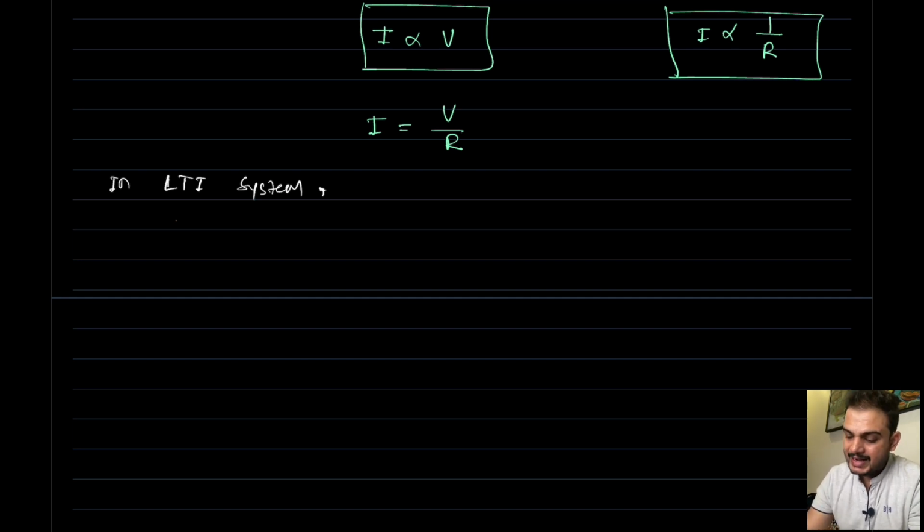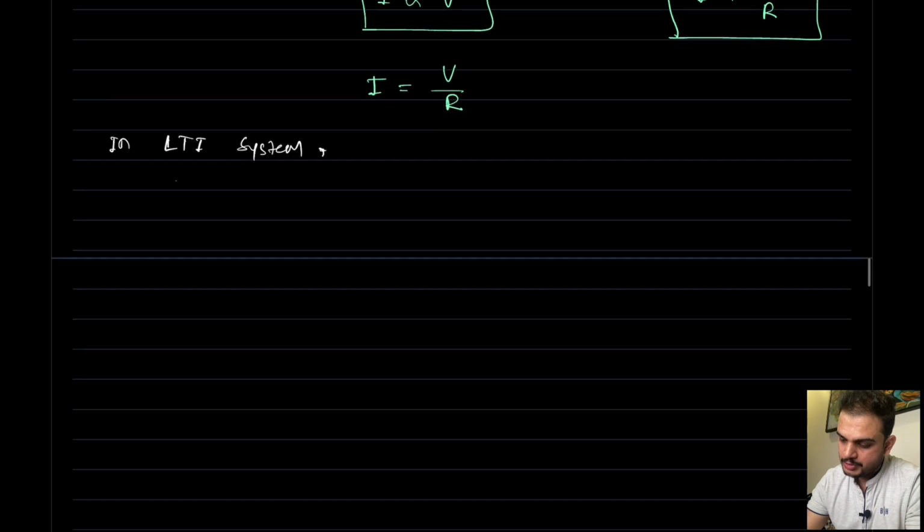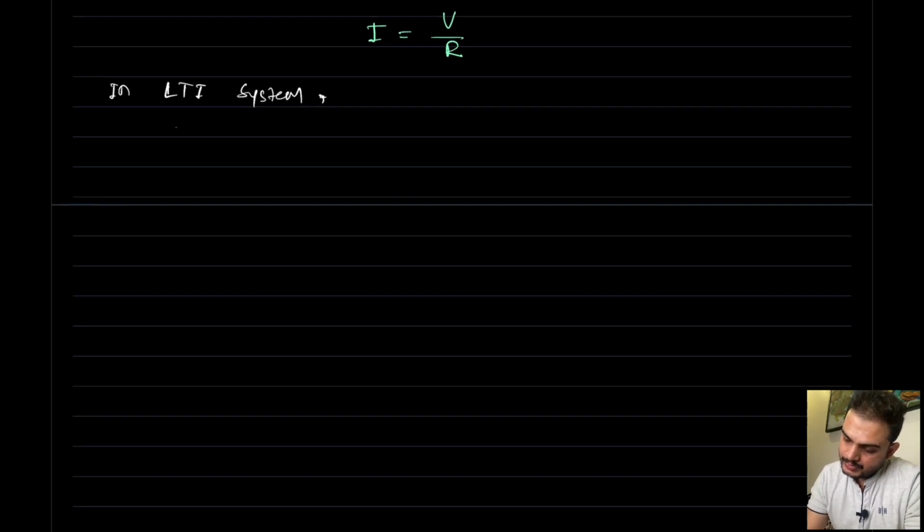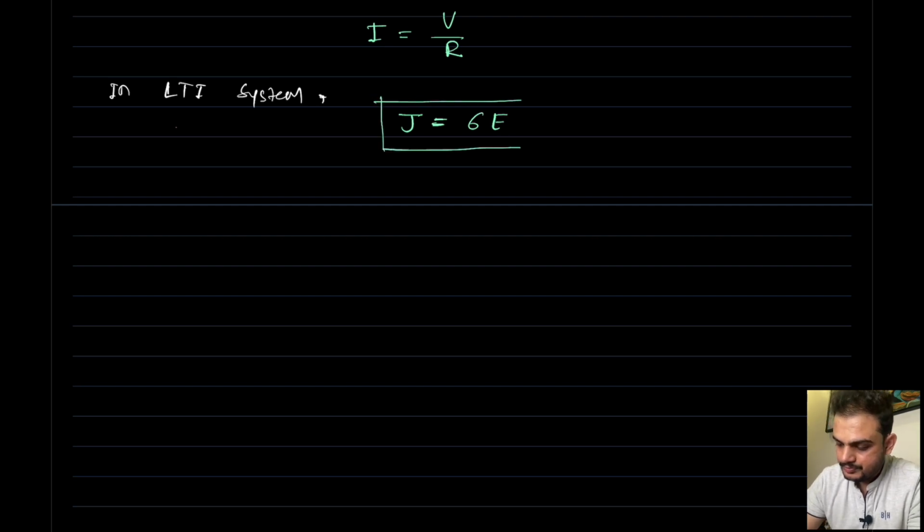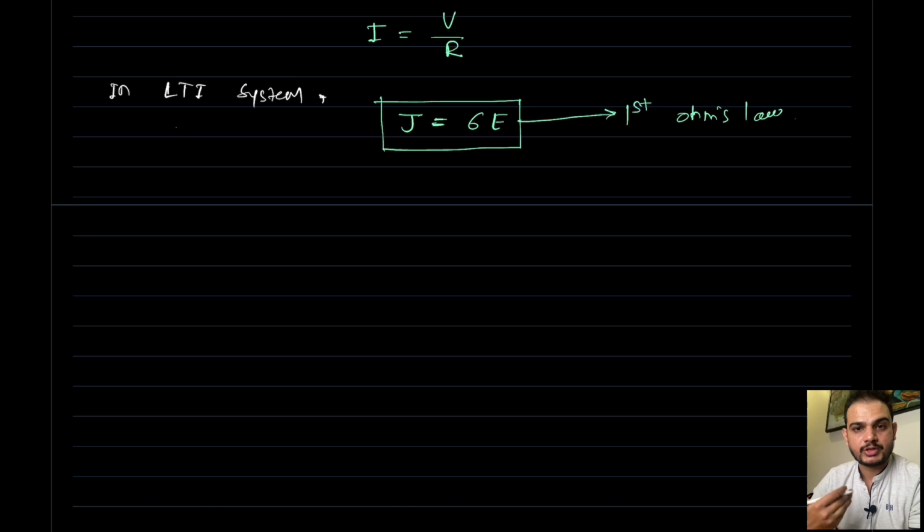According to the LTI system, at constant temperature, J is equal to sigma E. Now why am I writing this equation? Because this is the first Ohm's law. We know that only V is equal to IR is Ohm's law, but it is not like that. It is one of the Ohm's laws. This is called the first Ohm's law, which is derived from the EMF concept, the distributed concept, from the absolute model.